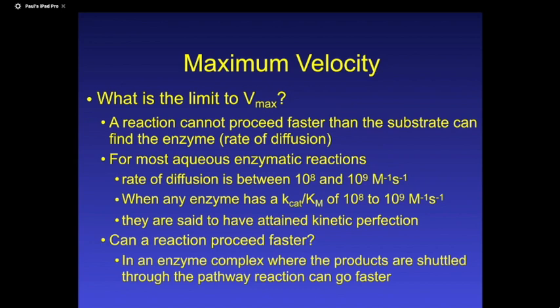When you reach a kcat divided by Km of 10 to the 8th to 10 to the 9th per molar per second, you have reached kinetic perfection. There are some enzymes that do reach kinetic perfection and work at that rate. Any one enzyme cannot go any faster than that. But rates can be faster if you have multiple enzymes working together.